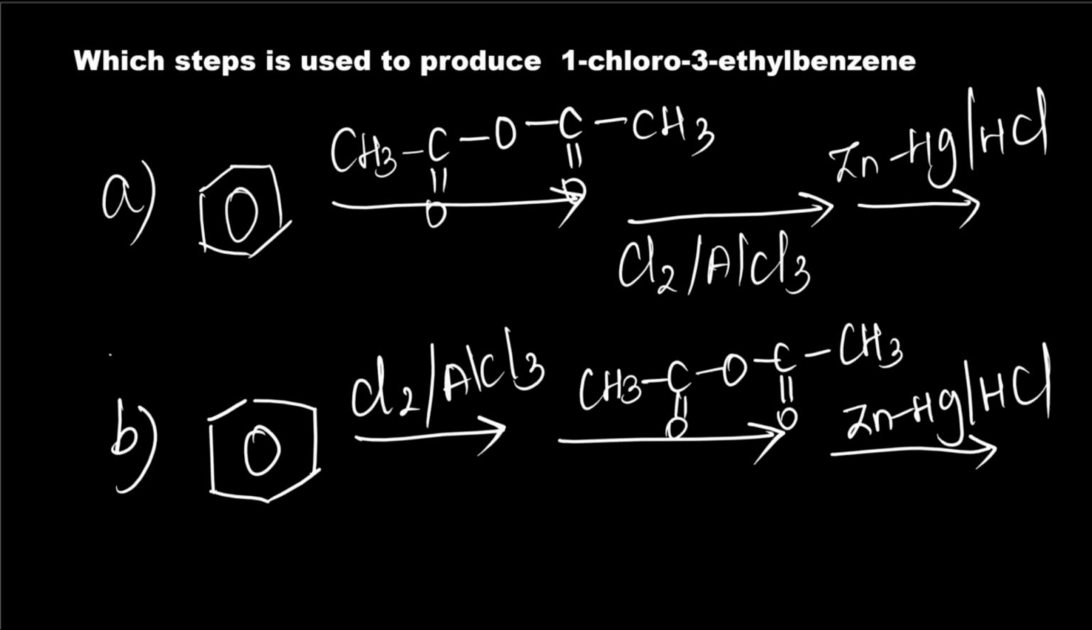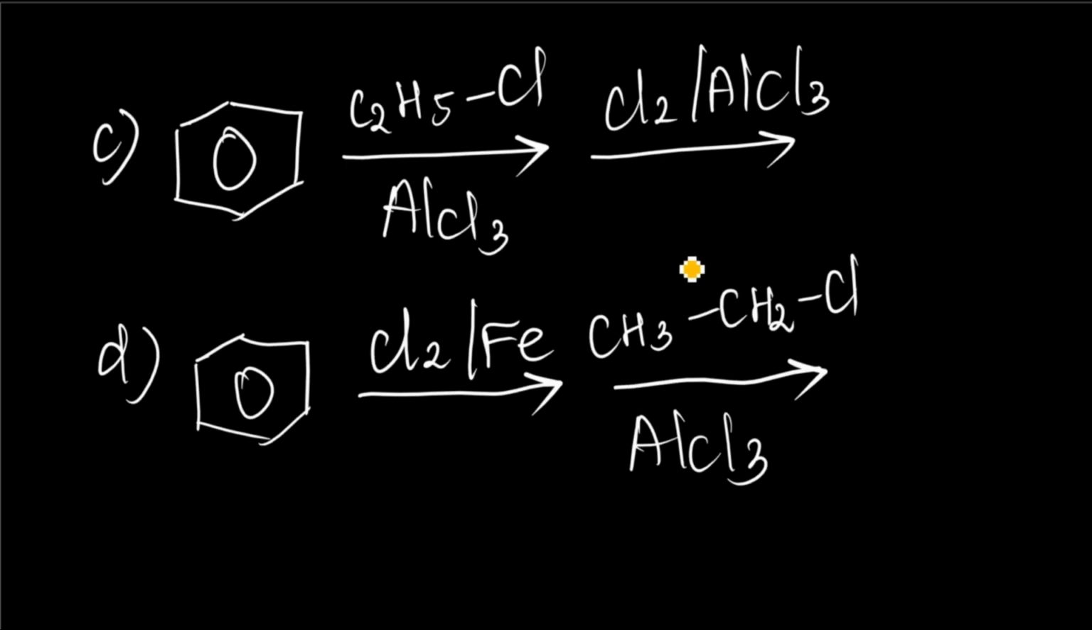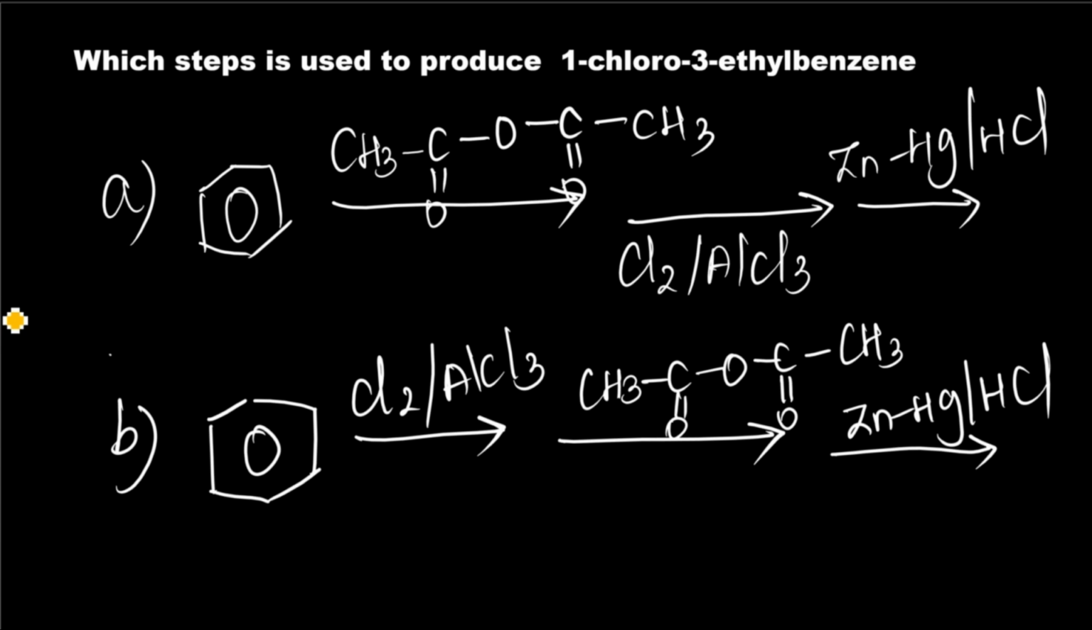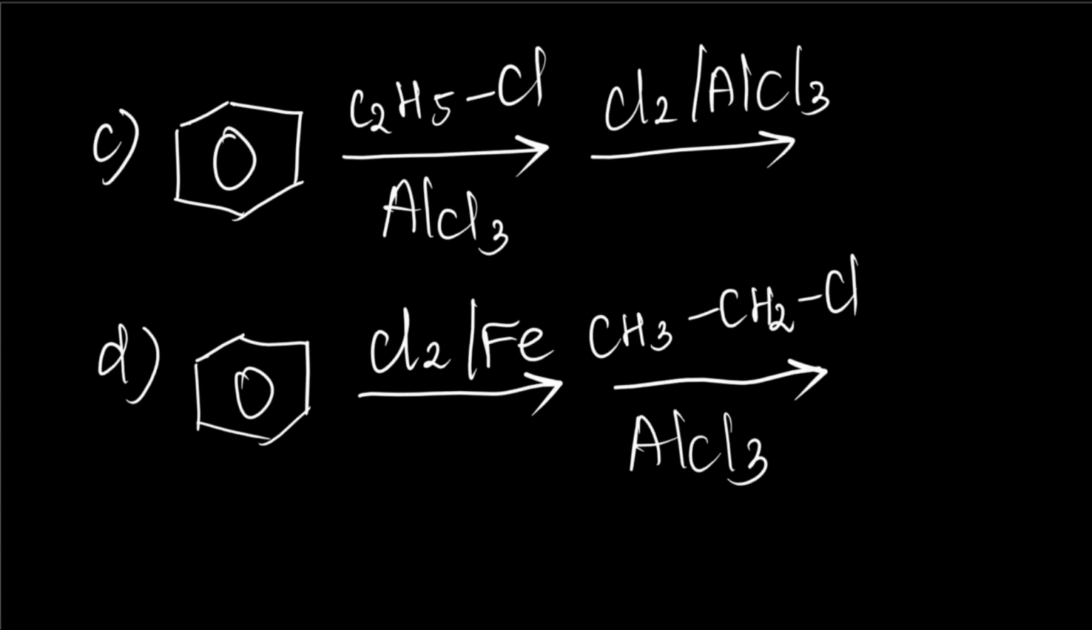So let's see what options we have. The first one, all are related to electrophilic substitution. That is clear. Here I am having Lewis acid AlCl3, and then options C and D have Friedel-Crafts alkylation, right? So which order I have to follow, which is our right answer? That is our question. In electrophilic substitution, there are a few points to be noted.